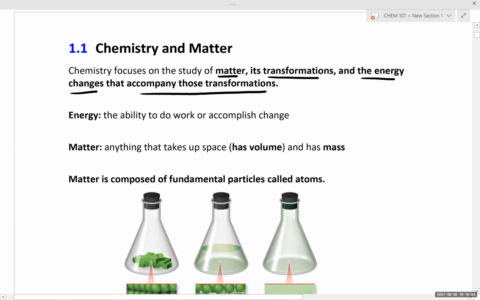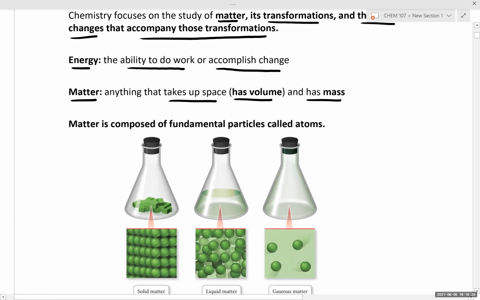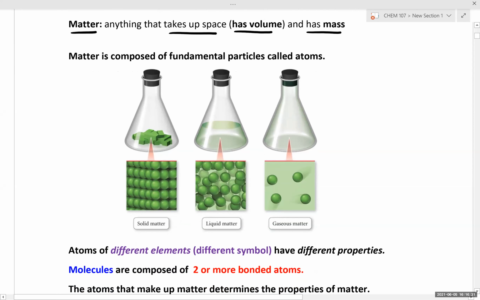Now, energy can be defined as the ability to do work or accomplish change, and matter is loosely defined as anything that takes up space. In other words, anything that has volume and anything that has mass. Now, when we think about matter from a chemical perspective, we can view matter as composed of small fundamental particles called atoms.